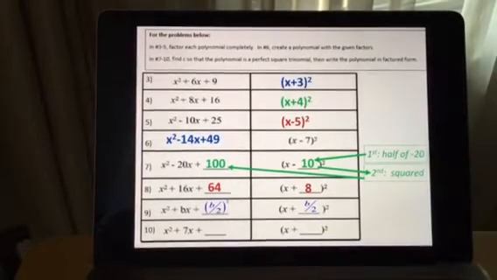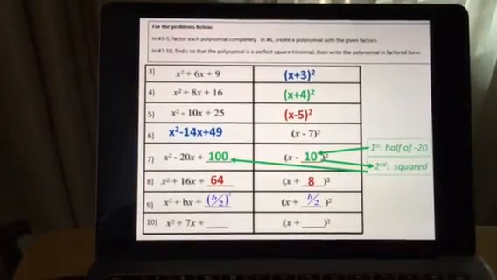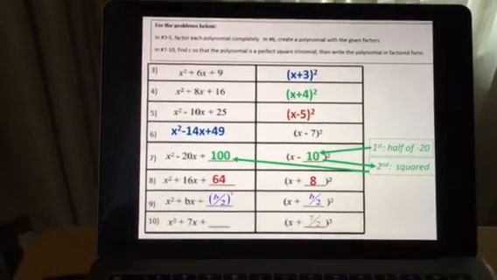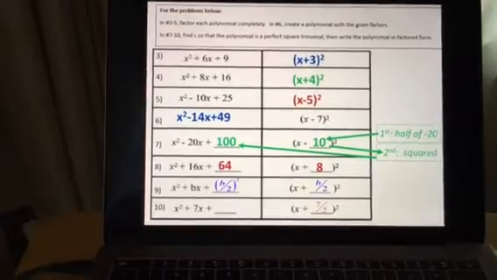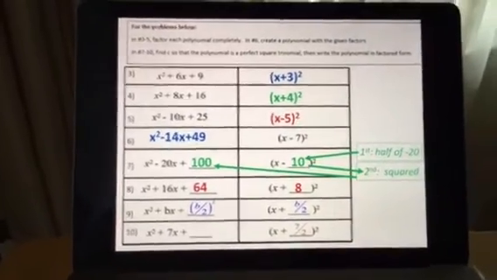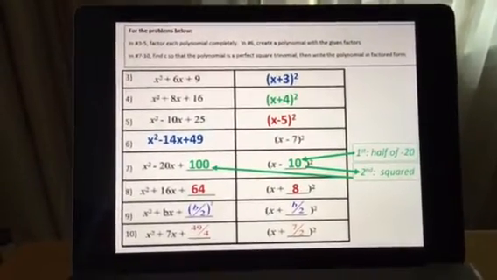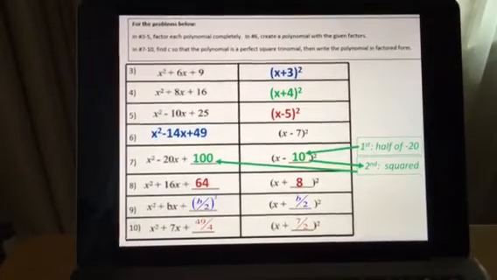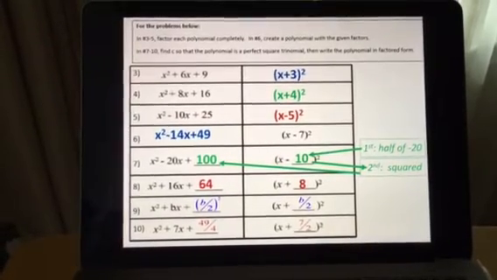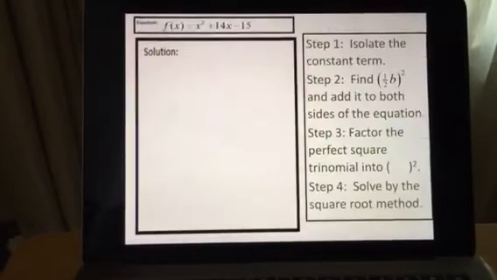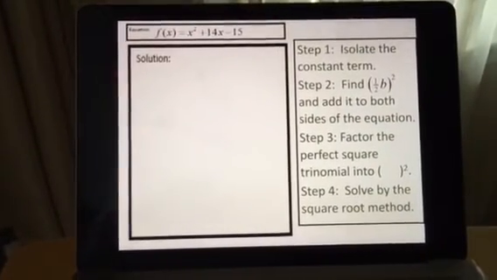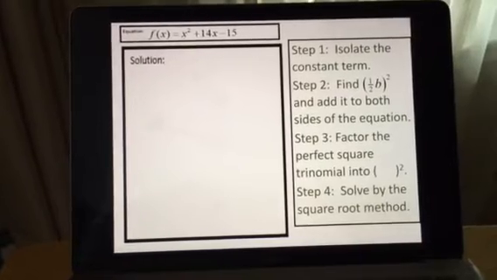In number 10, if we take half of our middle term, which is 7, we have 7 over 2. What do you think we get if we square 7 over 2? You got it. 49 over 4. So this is going to lead into our lesson, solving by completing the square.